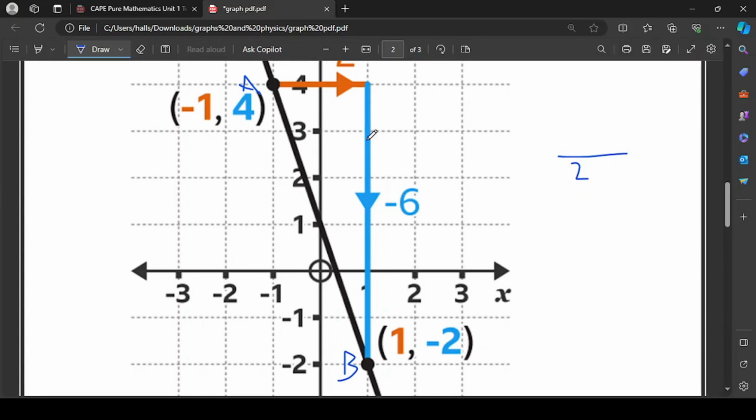And then to get to B, I need to go downwards. How many paces downward do I need to go? I need to go 6 paces downward. And since it's 6 paces downward, it will be negative. Therefore, it'll be negative 6 on top. That'll be the rise, because it wasn't actually a rise, it was more like a fall. So, minus 6 divided by 2, that's minus 3. So this gradient is minus 3.